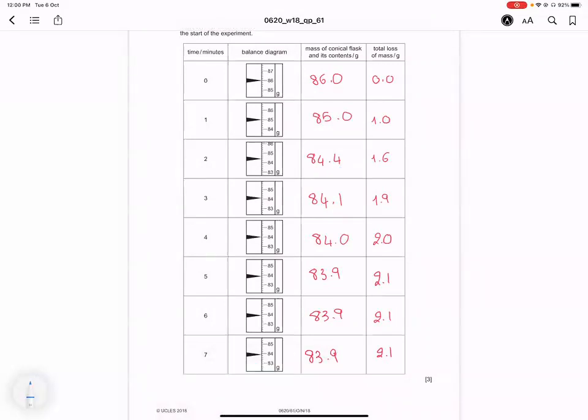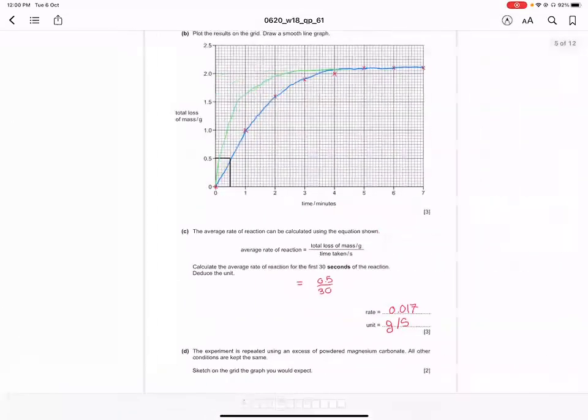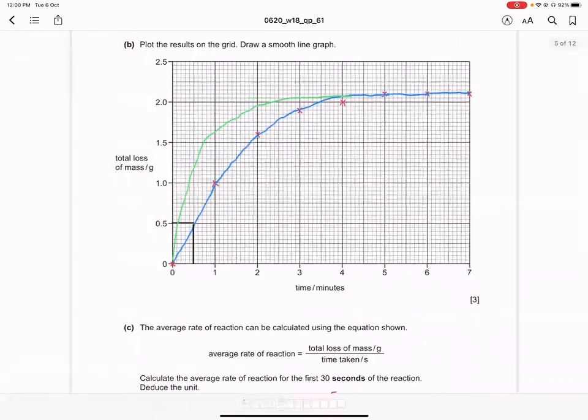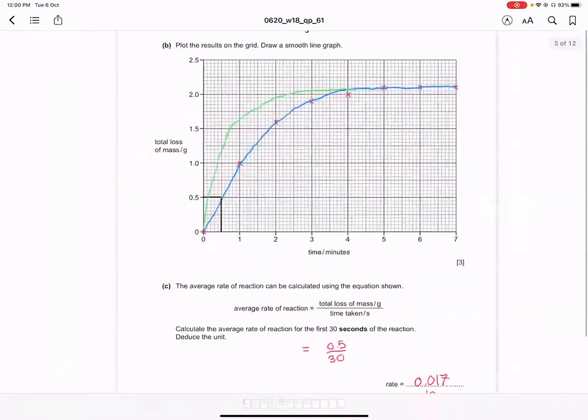The total loss in mass is 0, 1, 1.6, 1.9, 2, 2.1, 2.1, 2.1, and then you'll draw the graph, and you will not pass by the point at 4 minutes, or else the graph will become a very strange one. This is an anomalous point. You don't pass through it. The graph in blue is the one we're talking about.